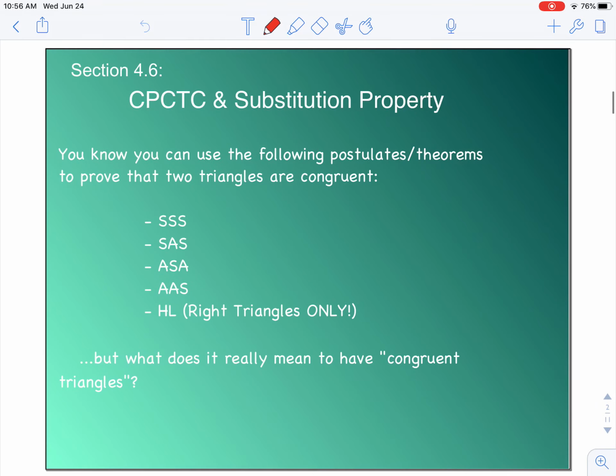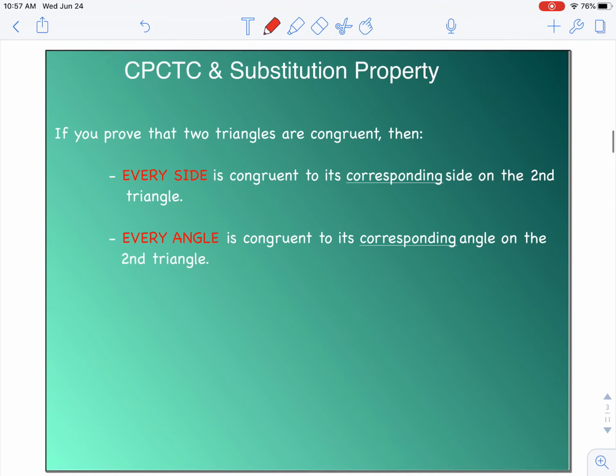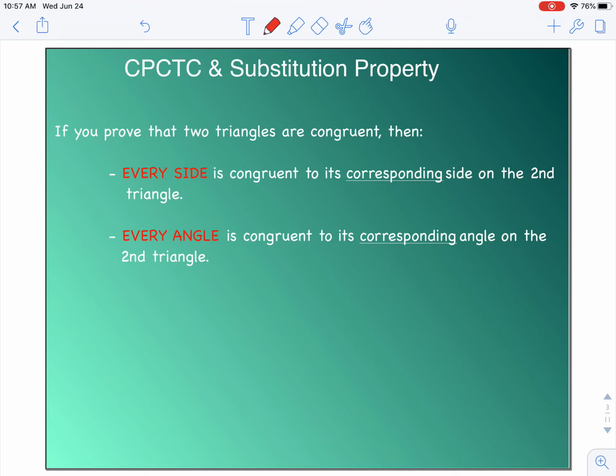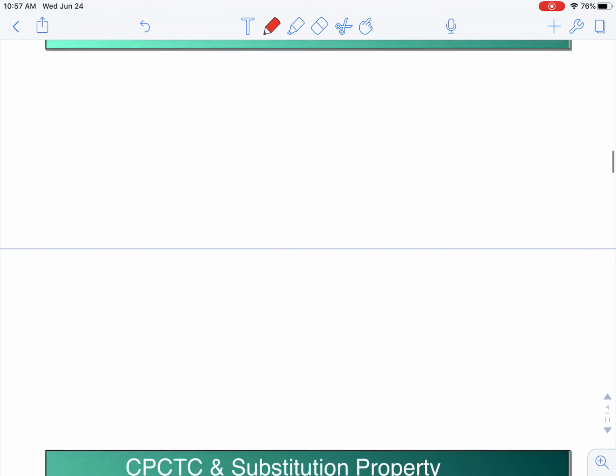So you know that you can use the following postulates or theorems to prove that two triangles are congruent. So we know we can use these. But what does it really mean? Once we've proven those two triangles are congruent, then every side is congruent to its corresponding side on the other triangle, and every angle is congruent to its corresponding angle on the other triangle. So once we prove two triangles are congruent, remember every corresponding side and every corresponding angle will also be congruent.